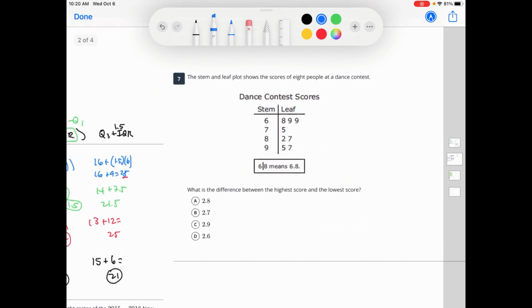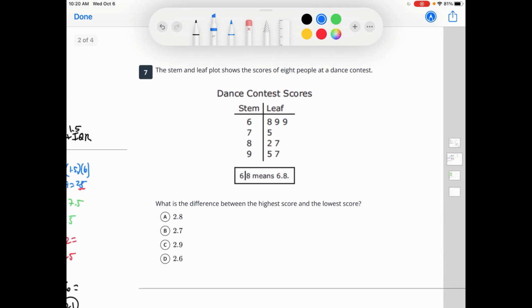Okay, let's go to question number 7. A stem and leaf plot shows the scores of 8 people at a dance contest. What is the difference between the highest and the lowest score? So essentially what they're asking for is the range, so max minus the minimum. It's telling me that this is a decimal, so this would be 6.8. My max would be 9.7. So if I subtract those two scores, I will get 2.9, which is C.